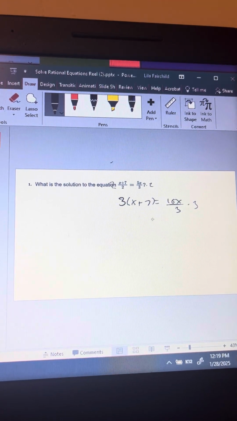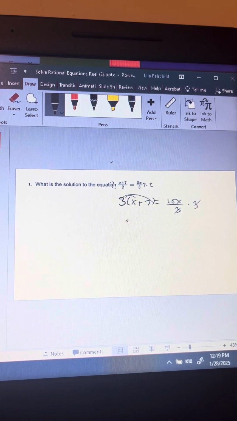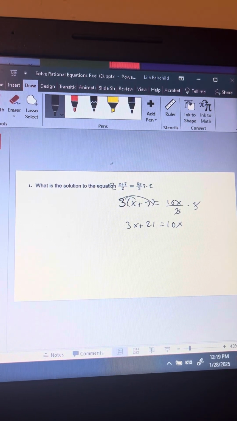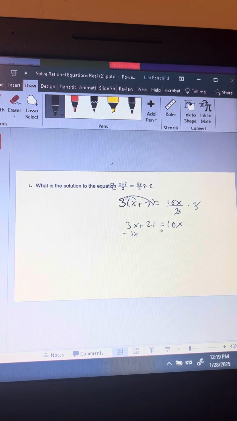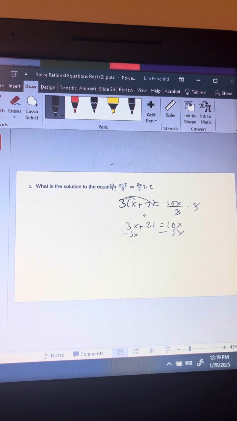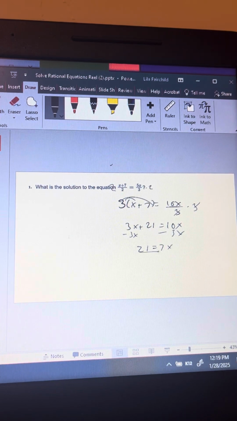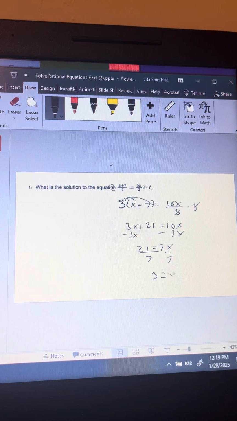And then you can cross out these x's, these 3's, and then we need to distribute that. So 3x plus 21 equals 10x. And then we need to subtract 3x from both sides, and then it will give you 21 equals 7x, and then divide by 7, and then that is 3 equals x.